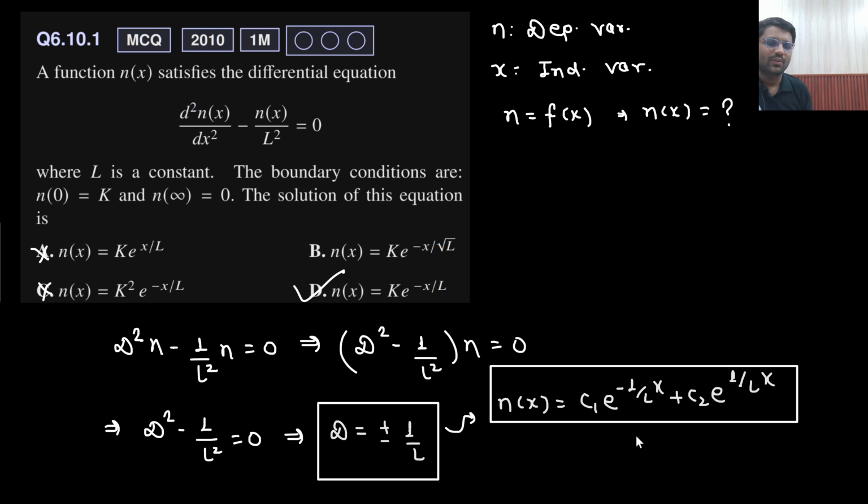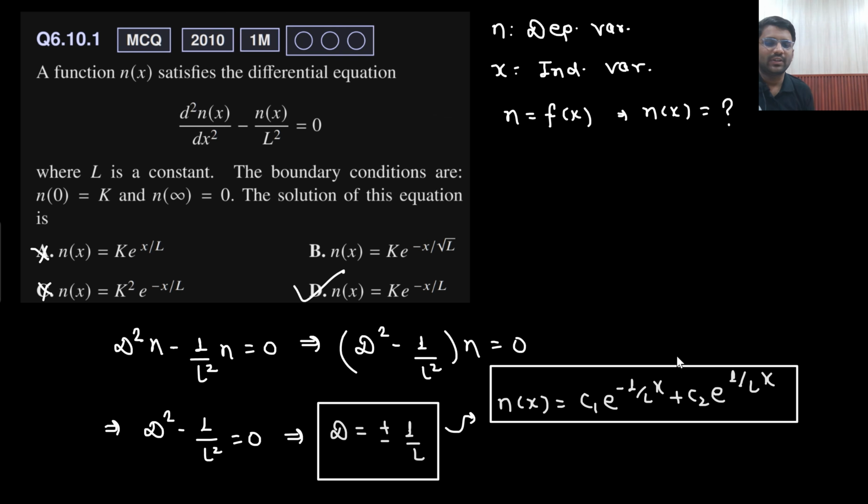Just after doing this calculation, I would see that D square equals 1 by L square, so the value of D will come out to be plus minus 1 by L. So I will be getting two exponentials: exponential to the power minus 1 by L and exponential to the power plus 1 by L. But I see that at infinity the value should be 0, not infinity. It should not be tending to infinity. That means this factor would be gone. Now I am only supposed to find the value of C1, which I can find when I put x equals to 0. So the answer will be option D.